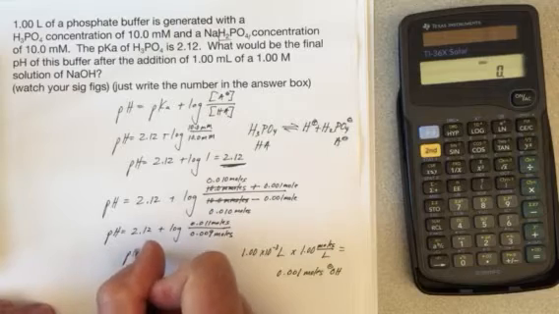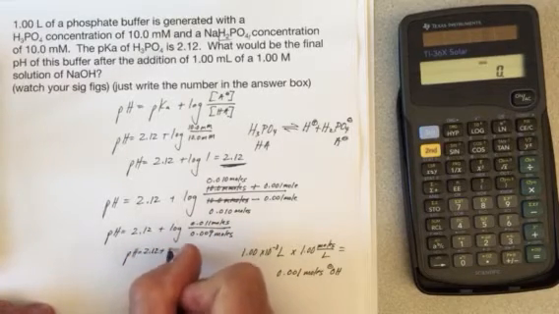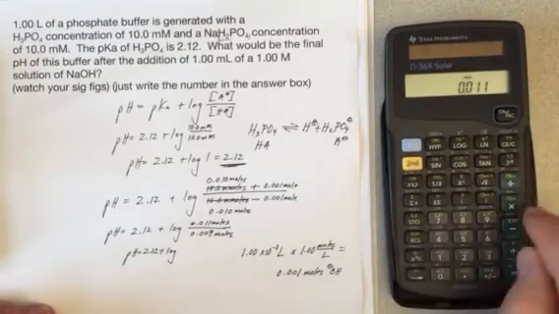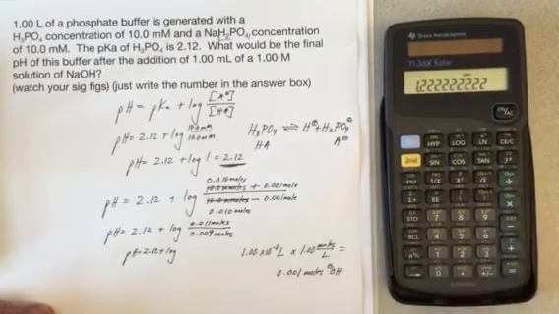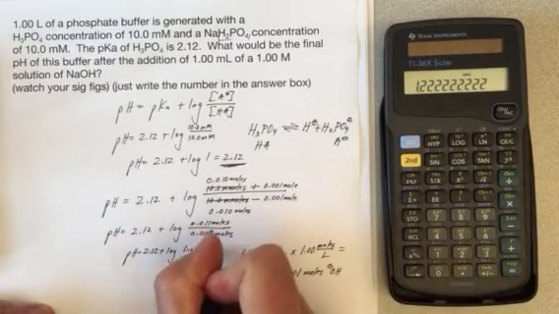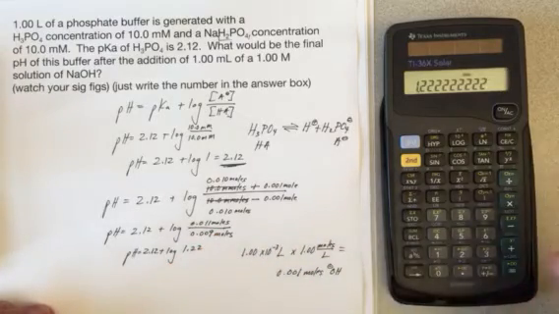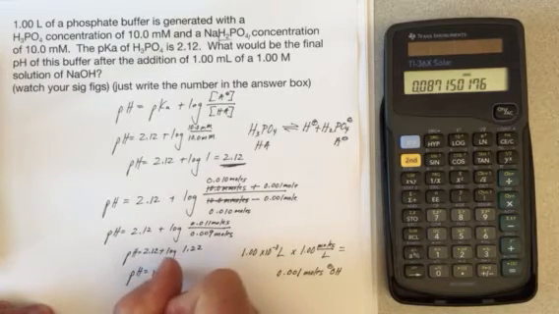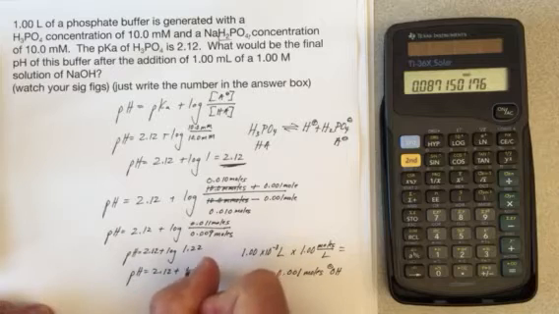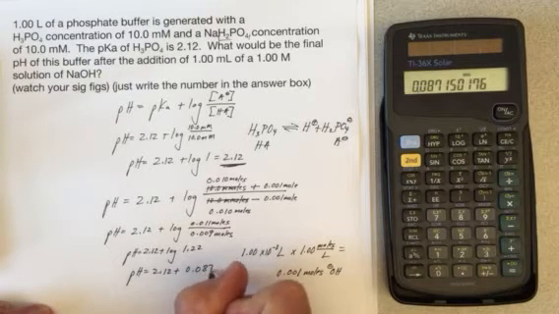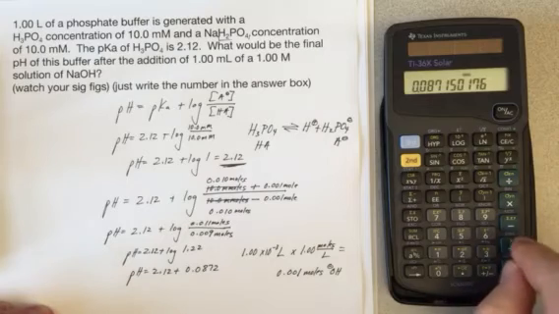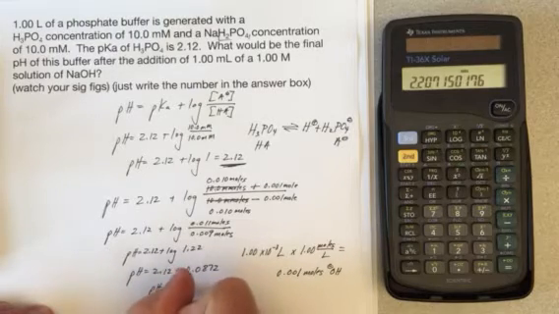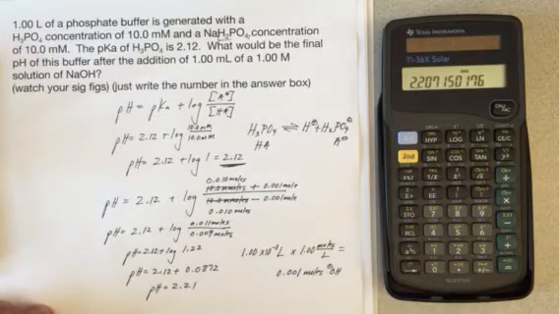So let's just do the math here. My new pH equals 2.12 plus log of 0.011 divided by 0.009, which equals log of 1.222222. Where's my log? So pH equals 2.12 plus 0.0872. I'll just wait till the end here to do sig figs. So pH equals 2.21 is my final pH.